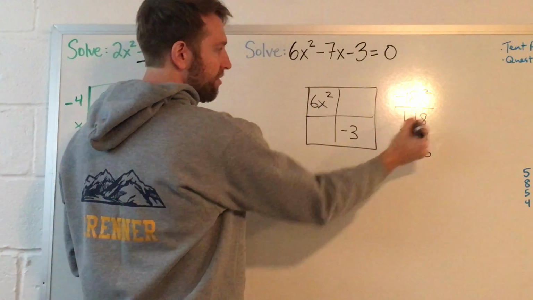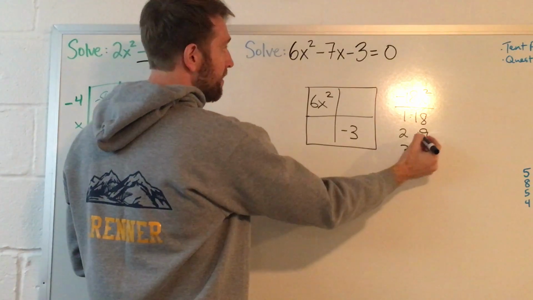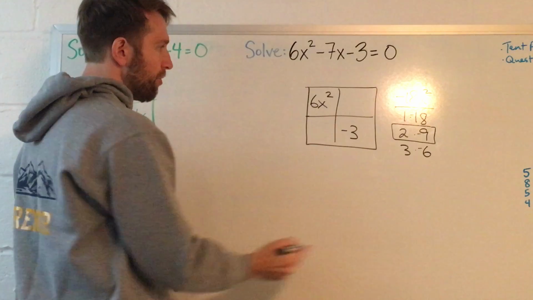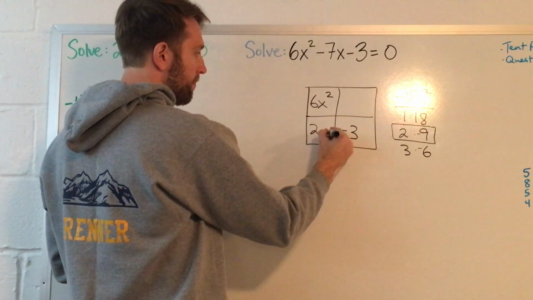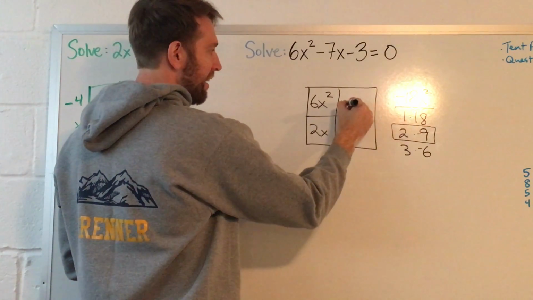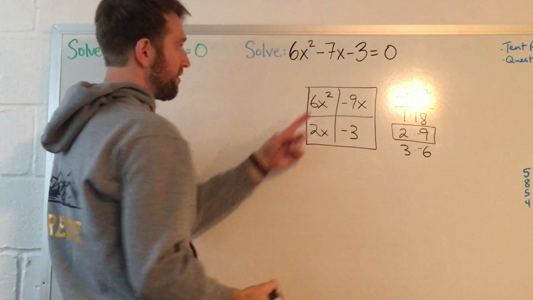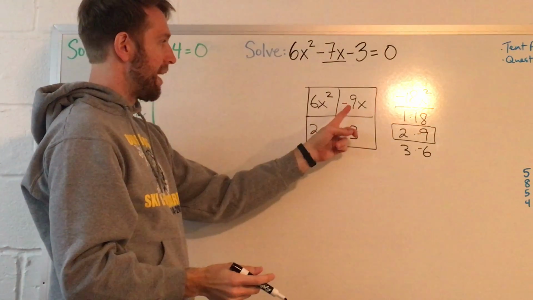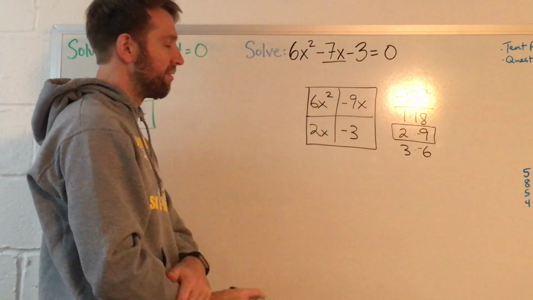Now I have negative 17. I have negative 7 if I combine that. That's what I'm looking for right there. So if I have 2x's and then minus 9x's, that's going to give me the negative 7x's that I needed. 2x minus 9x is negative 7x.